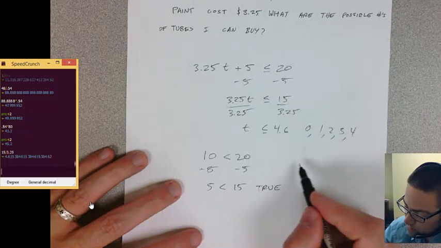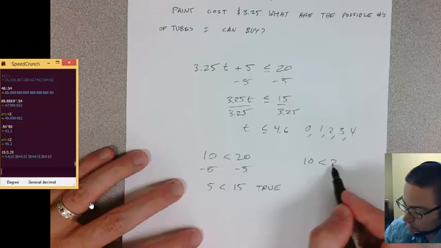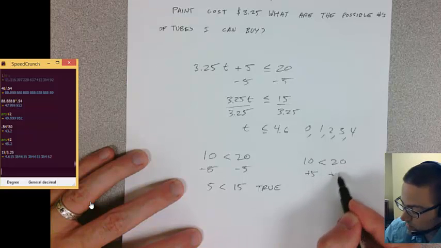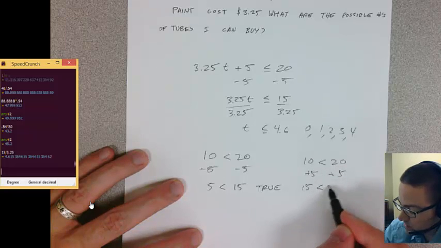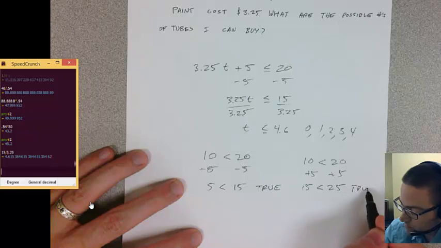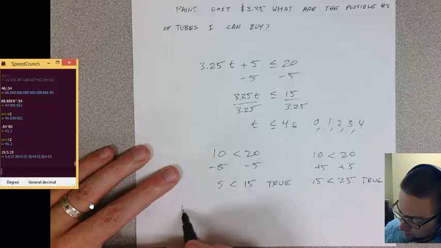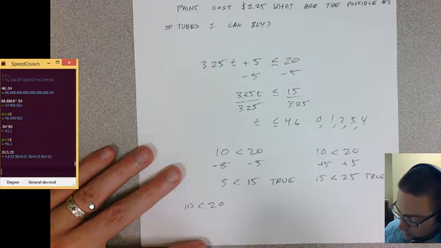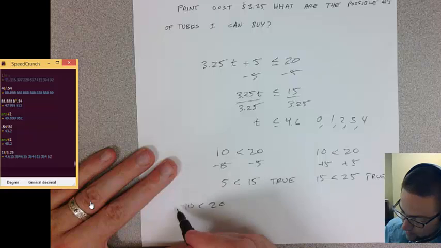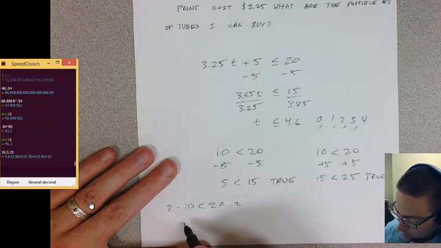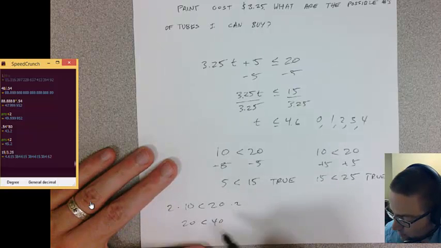Now, what if I was to add a quantity to both sides? Plus 5, plus 5. So I get 15 is less than 25. Yeah, that's still true. What if I was to multiply both sides? 10 is less than 20. If I multiplied both sides by, I don't know, 2, so times 2 and times 2, I get 20 is less than 40. Yeah, it's still true.